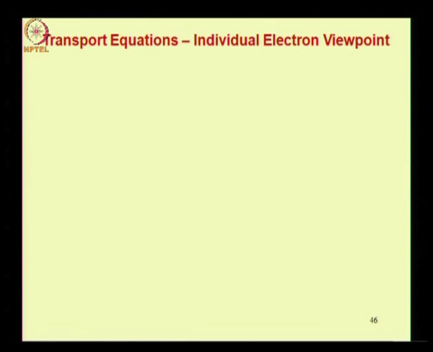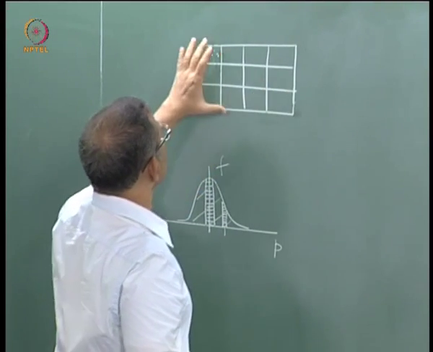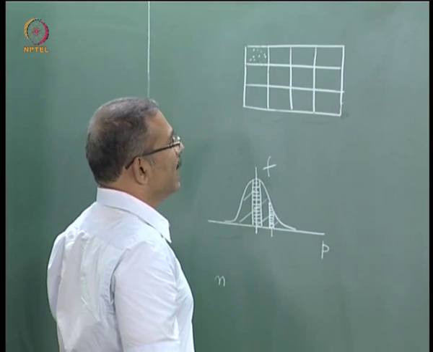Let us look at the transport equations from the individual electron viewpoint. So the fundamental level is carriers as waves, the next level is carriers as particles. Let us outline the steps in derivation of carrier concentration as a function of space and time, and current density as a function of space and time. Let us assume that we have N electrons in the device. So this is the complete device. Okay? So in this whole device you have capital N electrons.